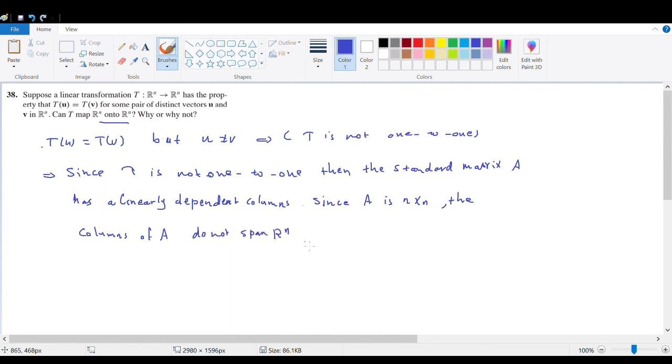So by Theorem 12, again T cannot map Rn onto Rn, which is the invertible case. Also we can say by Theorem 8, which is the invertible matrix theorem, let us see it right here. By Theorem 8, T cannot map Rn onto Rn.